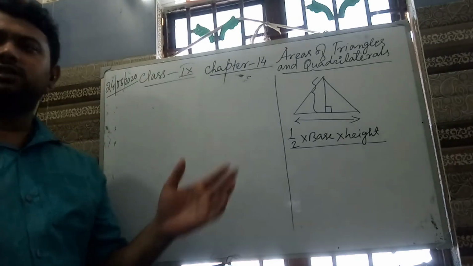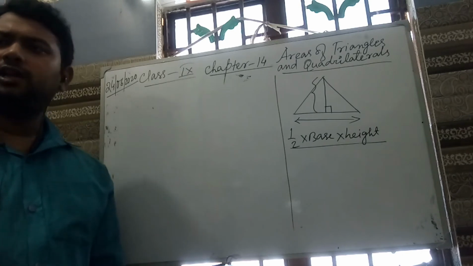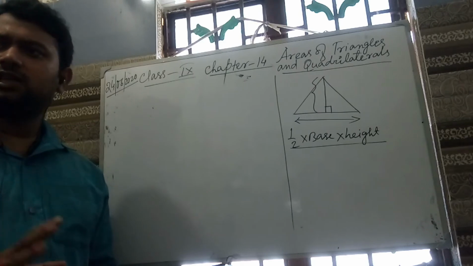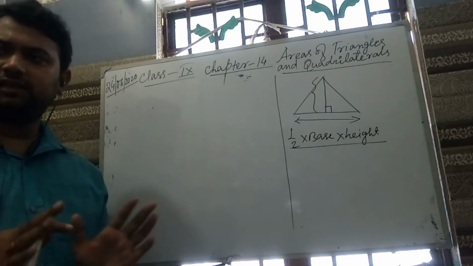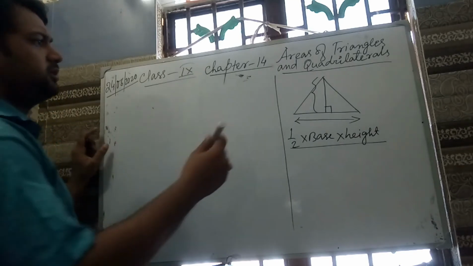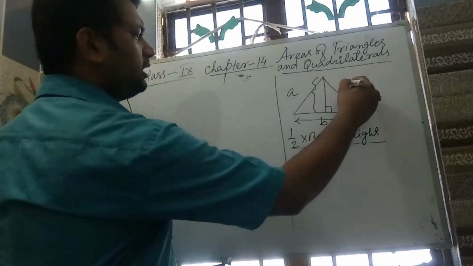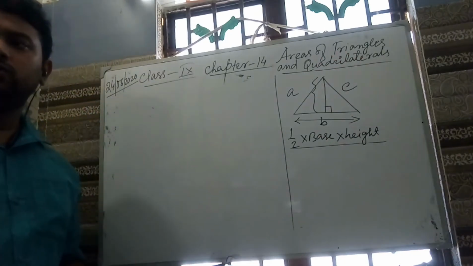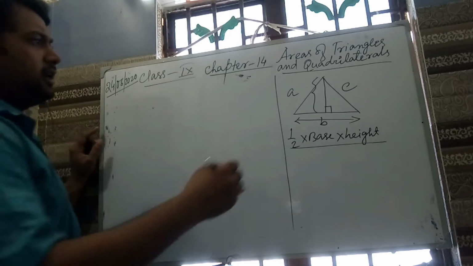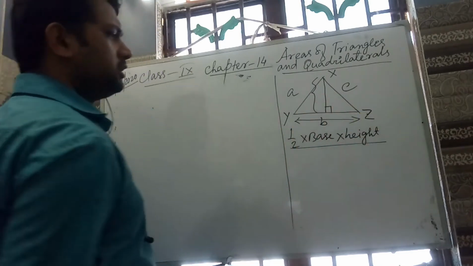But here in this chapter we will learn how to find out area of a triangle whose only the measurements of three sides are given, no height is given. Suppose this is A unit, this is B unit and this is C unit. Then how to find out area of this triangle? Let us name it X, Y, Z.